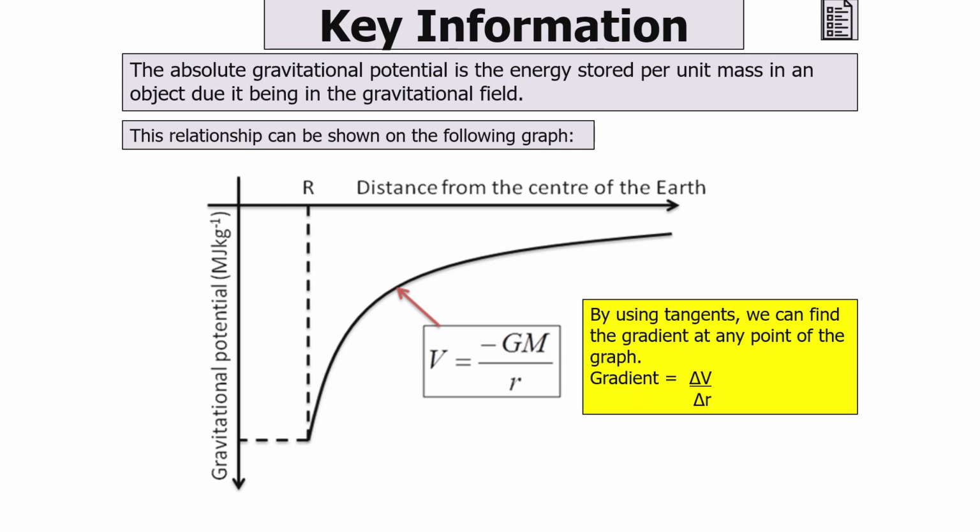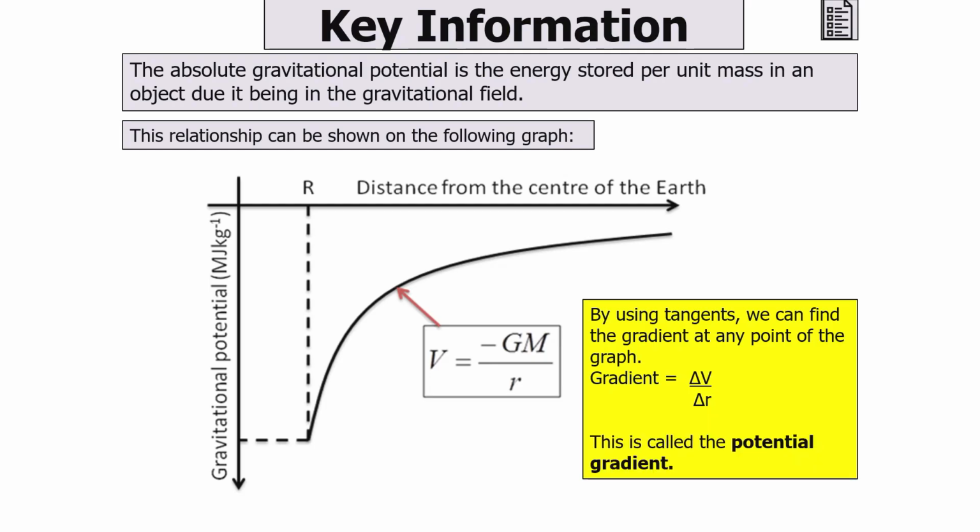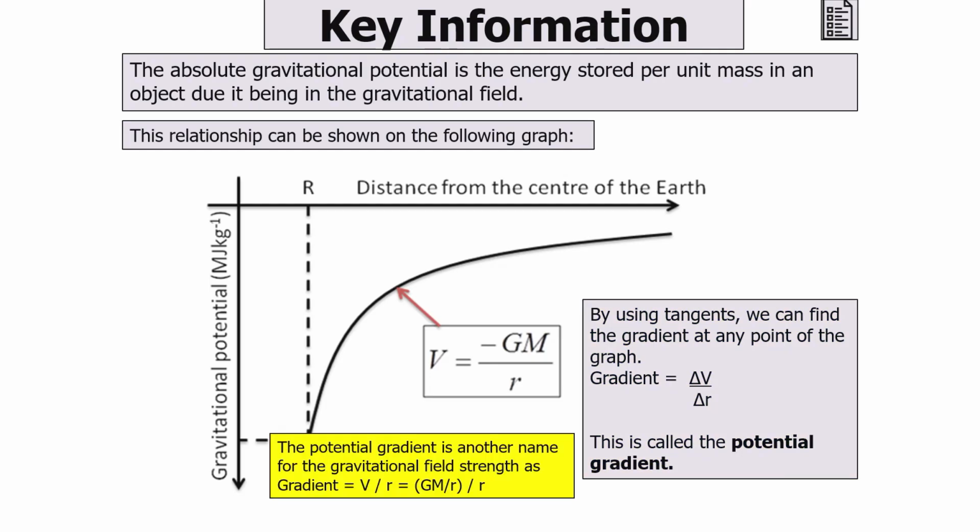Now, by using tangents, we can find the gradient at any point of the graph, so our gradient is delta V over delta r, which is called the potential gradient. Now, the potential gradient is another name for gravitational field strength, as the gradient is equal to GM over r squared, which is equal to the gravitational field strength.